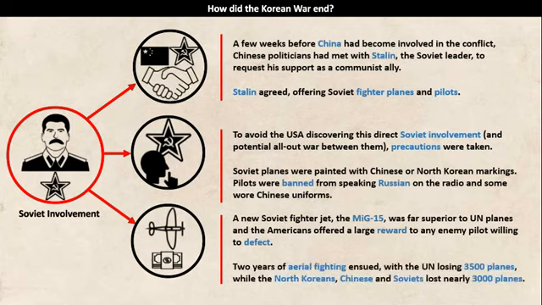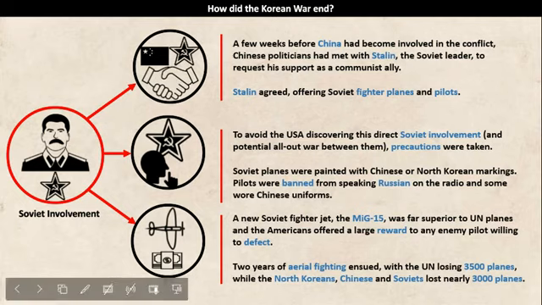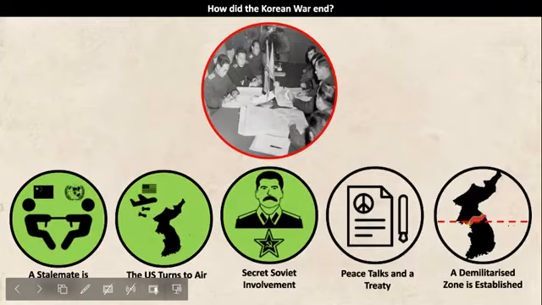From this point, towards the end of 1951, 2 years of aerial fighting ensued. The UN lost approximately 3,500 planes, whilst the North Korean, Chinese, and Soviet forces lost nearly 3,000 planes. So, how do we get from this point of Soviet involvement and aerial fighting from both sides to peace talks and eventually a treaty?